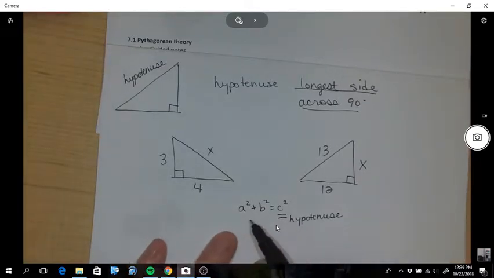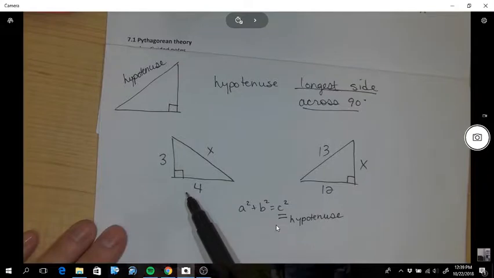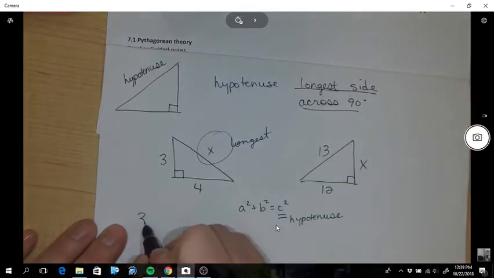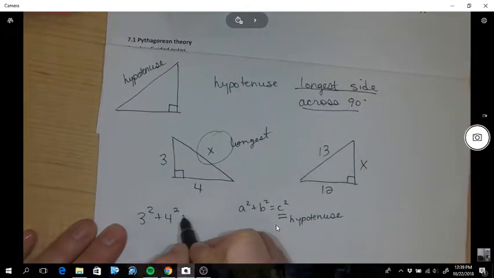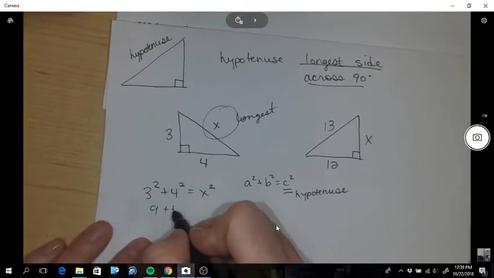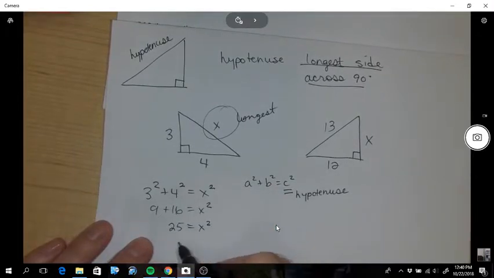Okay, so you add the smaller two sides squared, and then that should be the third side squared, the hypotenuse squared. So in this case, the first one here, I'm adding the two smaller sides to get the longest. So we go 3 squared plus 4 squared equals x squared. So 9 plus 16 is x squared. That adds to 25. So my solution is 5.